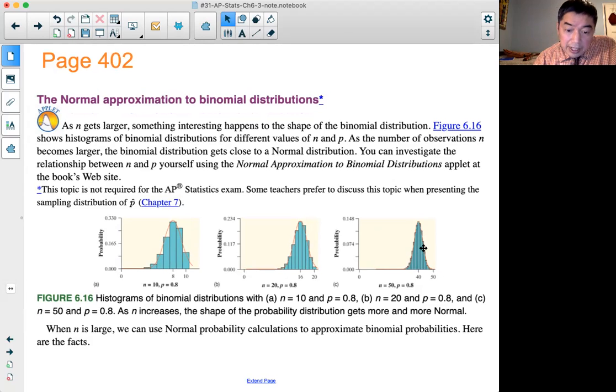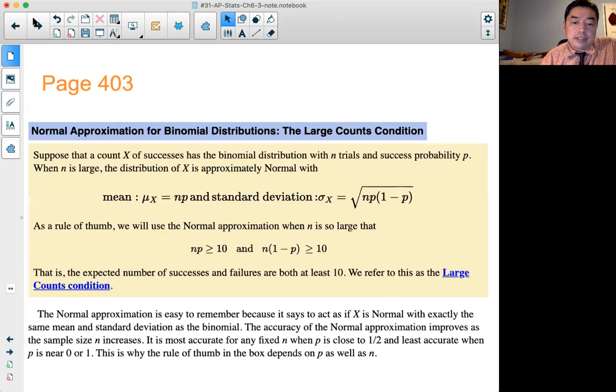So that is the important fact. Here is the histogram of the binomial distribution with n equals 10, and p equals 0.8. Everything is 0.8. Then n equals 20, n equals 50. So when n is large, we can use normal probability calculations to approximate binomial probabilities. Here are the facts.